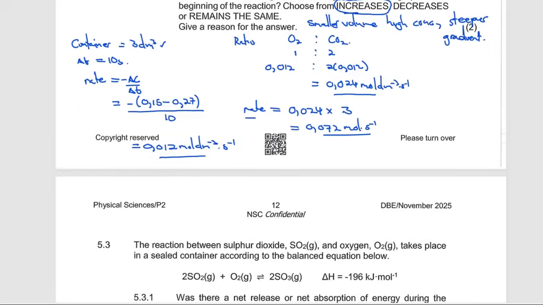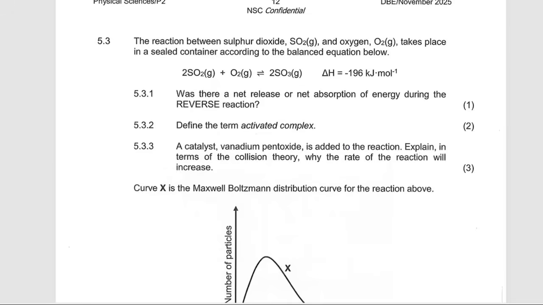Then moving on to the next question, which is question 5.3. 5.3 is the reaction between sulfur dioxide, your SO2 gas, and O2 gas. It says here that the reaction between sulfur dioxide and oxygen gas takes place in a sealed container according to the balanced equation below. Here we have our delta H, which is negative. What does that mean? This is an exothermic reaction. It gives out energy to the surroundings.